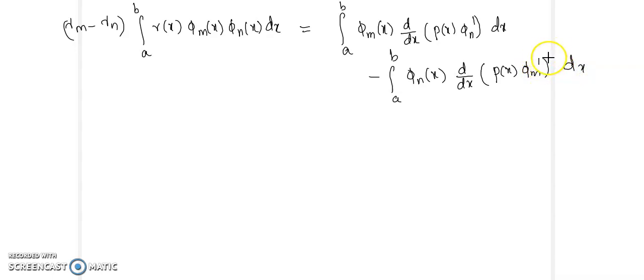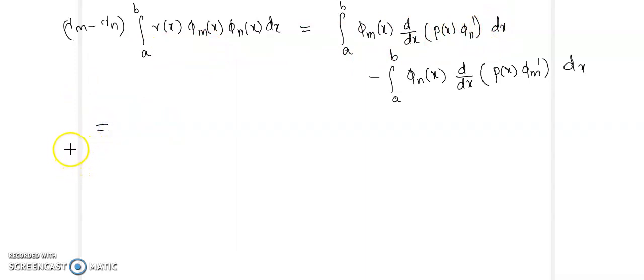Let us keep the left side in this form. So what we need to prove is that this is 0. So we need to show that phi m and phi n are orthogonal with respect to the weight function r. So it is enough to show that this integral is actually equal to 0. So let us integrate the right side.